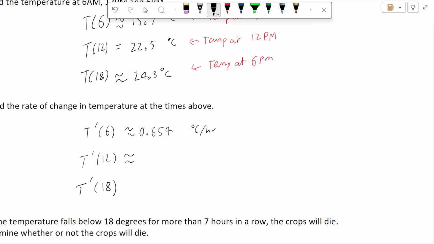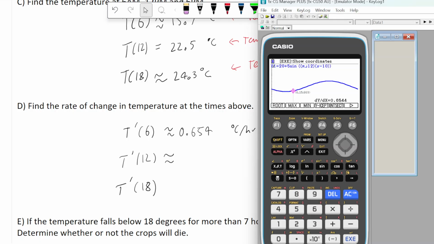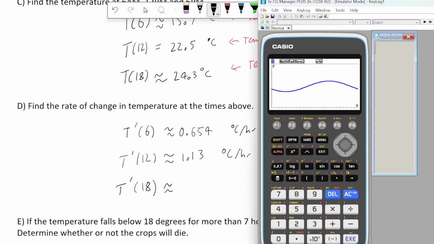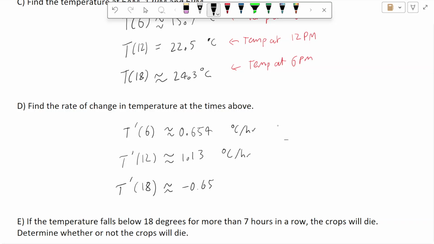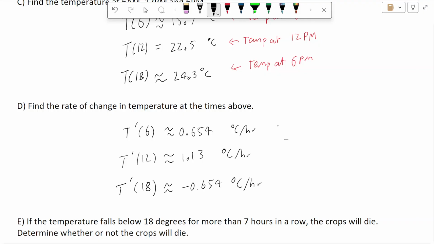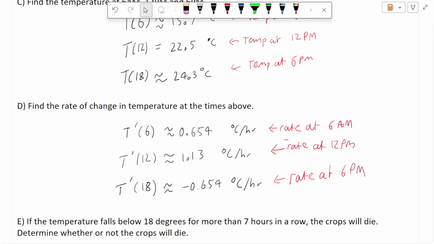All right, T dash of 12. So let's look at that. Shift trace, and then we're just going to type 12, 1.13. Degrees Celsius per hour, and T dash of 18, if we do that, we're going to get minus 0.654. If you want to interpret it, basically the temperature is now decreasing at that last one, but before it had been increasing all the way up there, or at least at those specific times we looked at. And then you just chuck in this little description here.